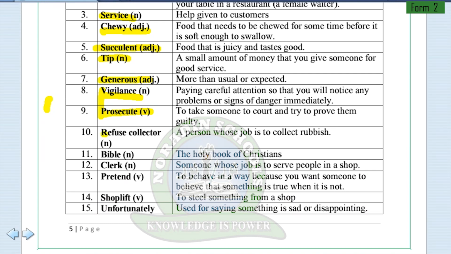Refuse collector. A refuse collector is a person whose job is to collect rubbish. That means he works in, for example, some people call this one dustman. A dustman is a person who works only in the dust area, a person whose job is to collect rubbish. For example, in Hargeisa, we need a specialized refuse collector in order to keep the city clean.